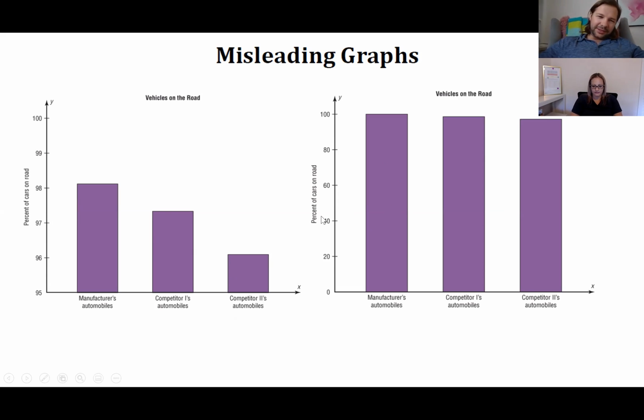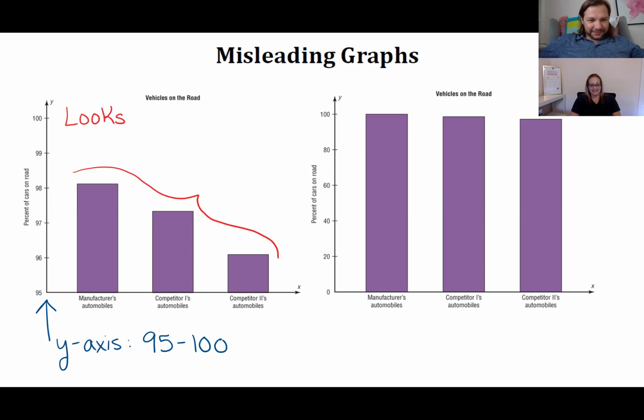Although it's weird that it says percent of cars on the road. I'm not even sure what they're trying to get at here, because how do you have 98%, 97%, 96% of the manufacturers' automobiles, the competitors, and the competitor twos? Any idea, Karen? No, I've never actually looked too deeply at it. So maybe they're not trying to be dishonest. They just don't understand how percentages work. I'm not quite sure. Okay.